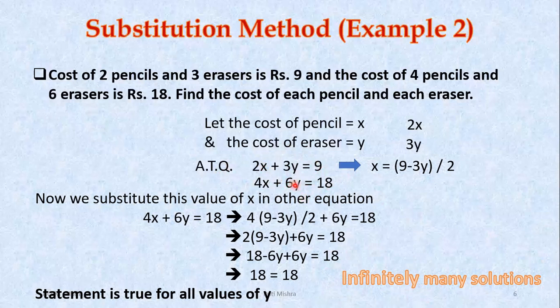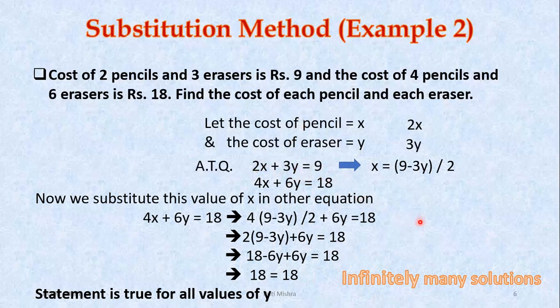Now you can check here. The first equation is 2x plus 3y is equal to 9, which differs from the second one just by a factor of 2. Just by multiplying the first equation by 2, you get the second equation. So there is no difference in these two equations. Actually, these two equations are the same. That's why we are unable to find any single solution, right? Because it has infinitely many solutions. So by this method, we can't find a single solution.